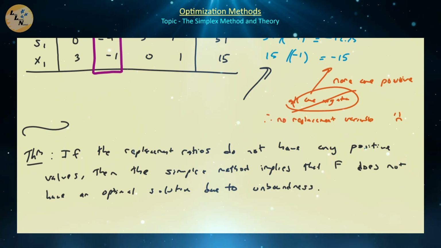So you can use the simplex method to determine whether or not the function is unbounded, which of course results in a potential lack of an optimal solution. So those are the basic principles associated with the simplex method. At this stage, regardless of the linear program, you should be able to use the simplex method to find the optimal solution, provided that the optimal solution exists.